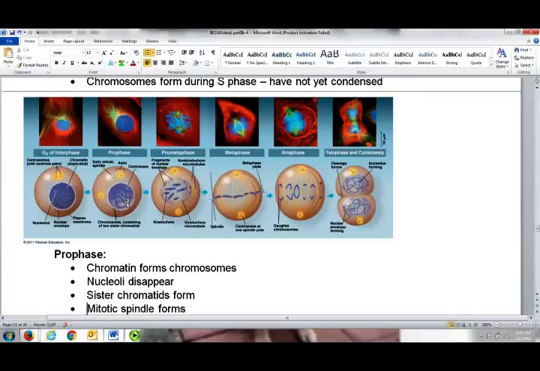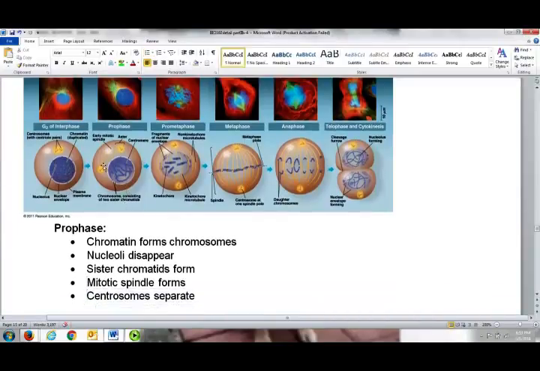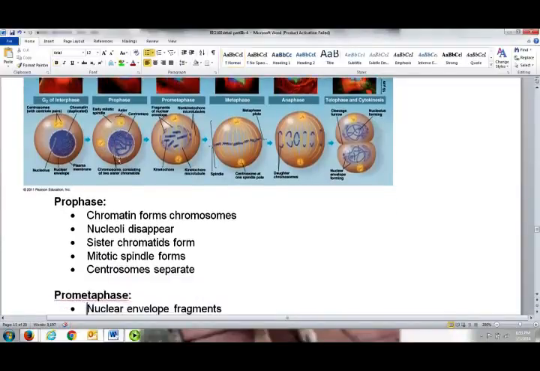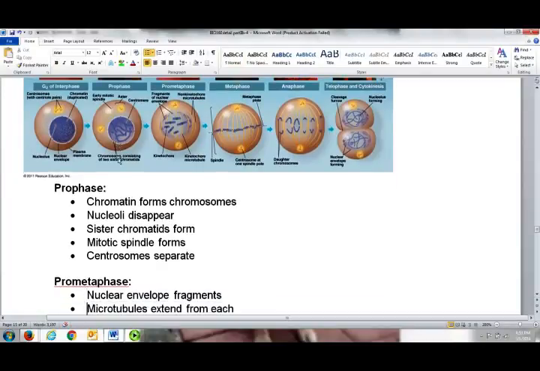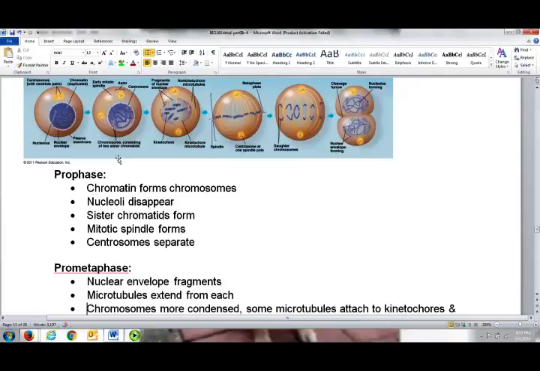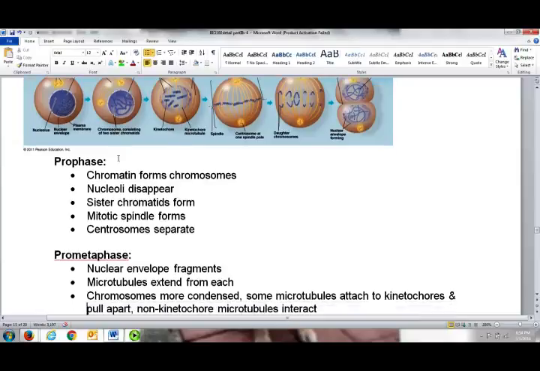Here you can see where the chromosomes have condensed. Here your centrosomes are going to begin to separate. In prometaphase, your nuclear envelope is going to begin to fragment. Your microtubules are going to extend, and the chromosomes become more condensed. Some of the microtubules will attach to the kinetochores and pull apart, and you'll have the non-kinetochore microtubules interact.